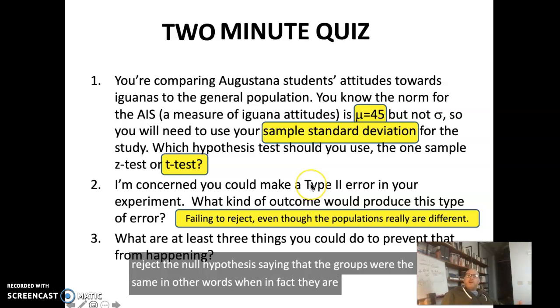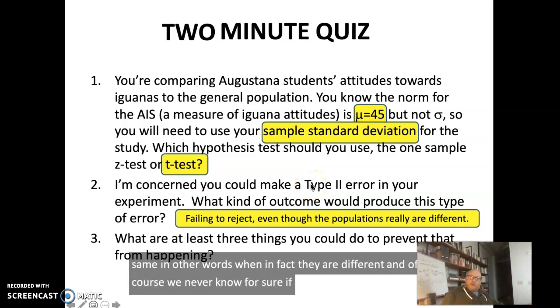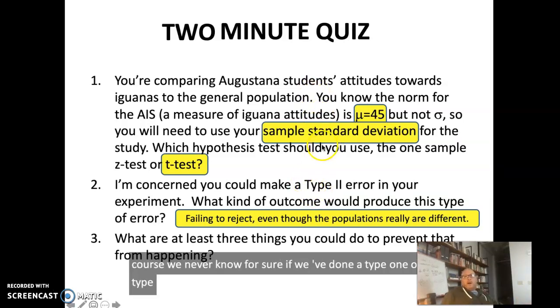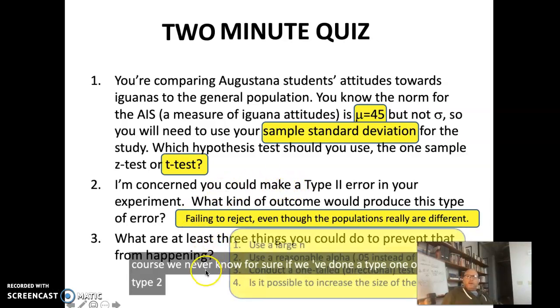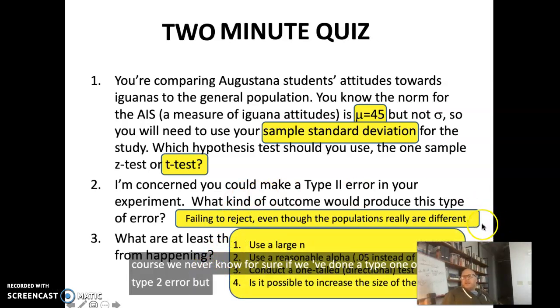And of course, we never know for sure if we've done a type 1 or type 2 error, but I did tell you in the last video that there are many things you can do to prevent or reduce the likelihood of type 2 errors. I know we could do 3 things here. So for number 4, I said use a large sample size. That's the easiest one usually.